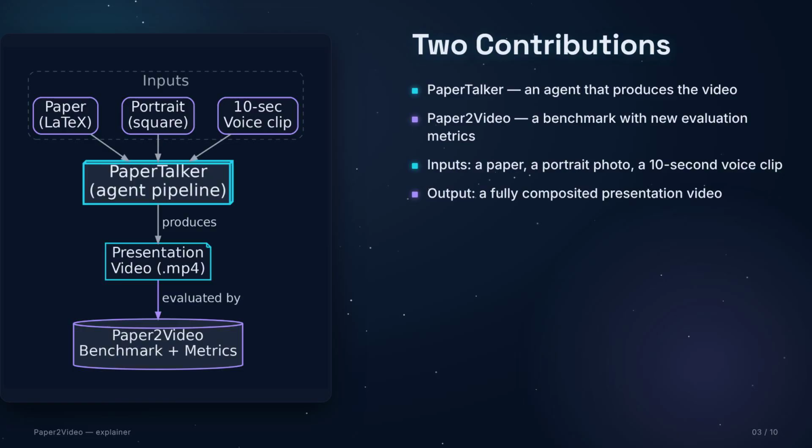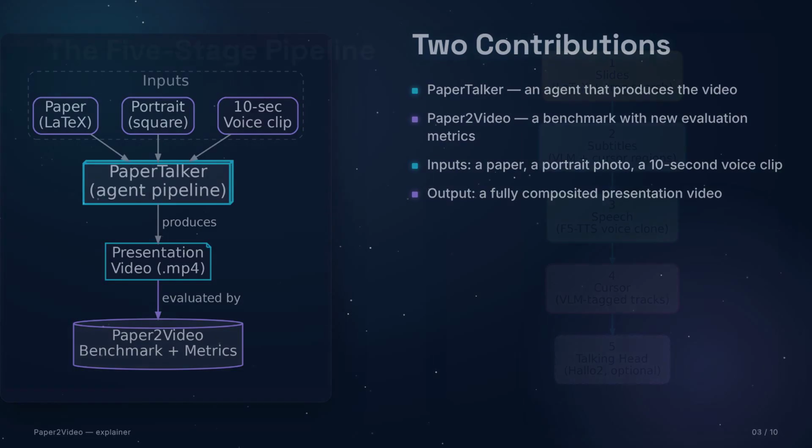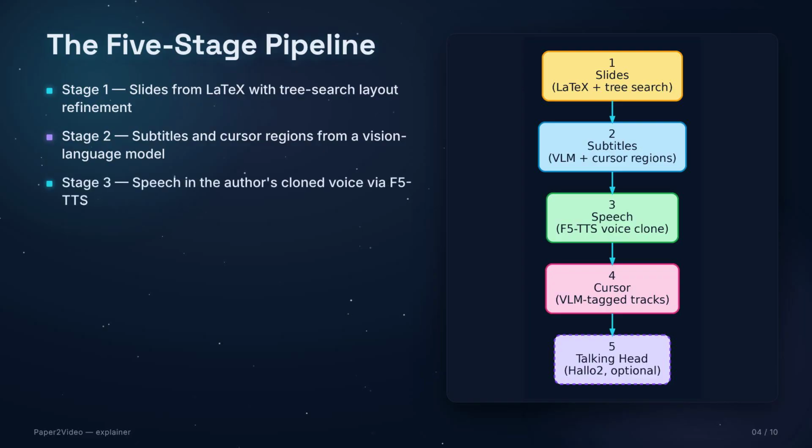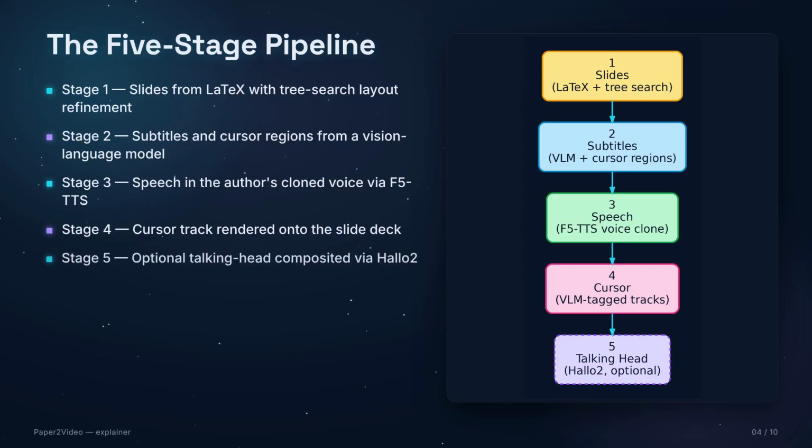The inputs are simple: a paper, a portrait photo, and roughly 10 seconds of reference audio. The pipeline runs in 5 sequential stages. First, slides are generated from the LaTeX source. Second, subtitles. The narrative script is written by a vision language model that also figures out where on each slide the cursor should be highlighting. Third, speech is synthesized in the author's own cloned voice. Fourth, the cursor track is rendered. And fifth, an optional talking head video of the presenter is generated and composited on top of the slide deck.